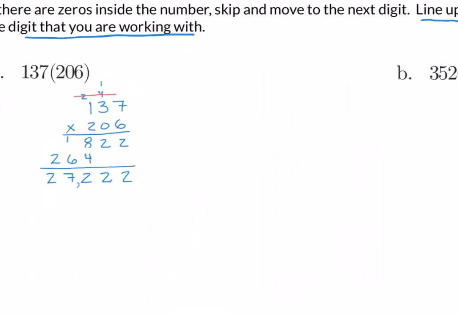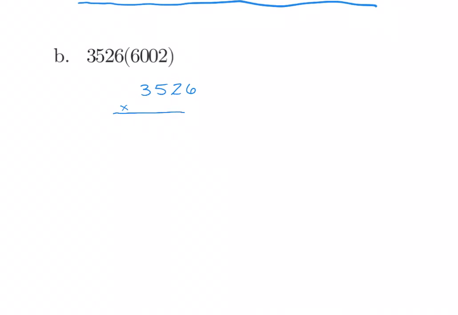Let's try one more example of this just to make sure we got it. Example B, I have 3,526 times 6,002. Same idea. 6,002 has fewer digits that I need to multiply by because you do have zeros in there. So I'm going to put my 3,526 on top, and I'm going to put my 6,002 on bottom.